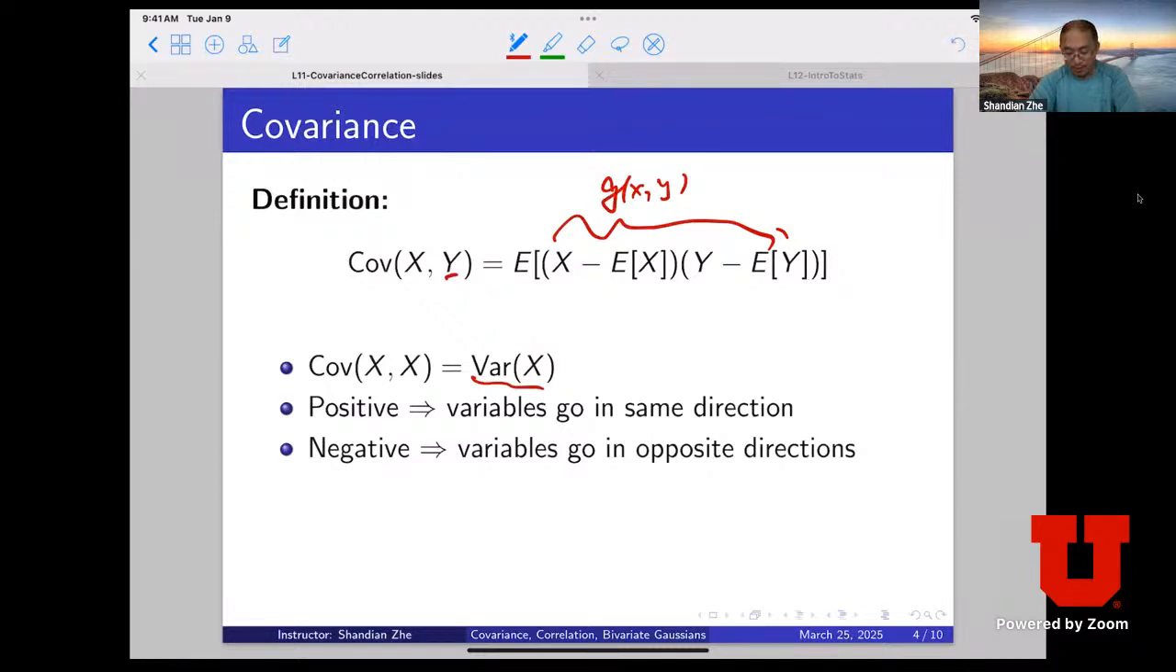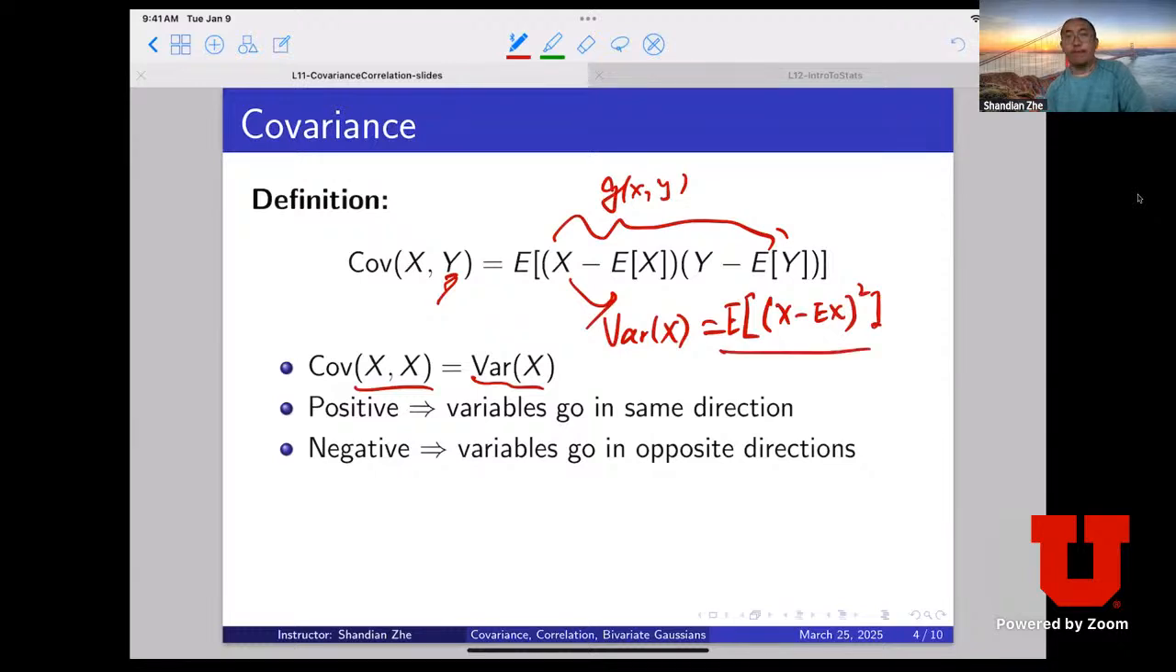Okay, great. So the variance of a random variable is the expectation of the square of the difference between X and its expectation. Right? If you double check this, if you substitute X for Y, you see that the formula immediately reduces to the variance.